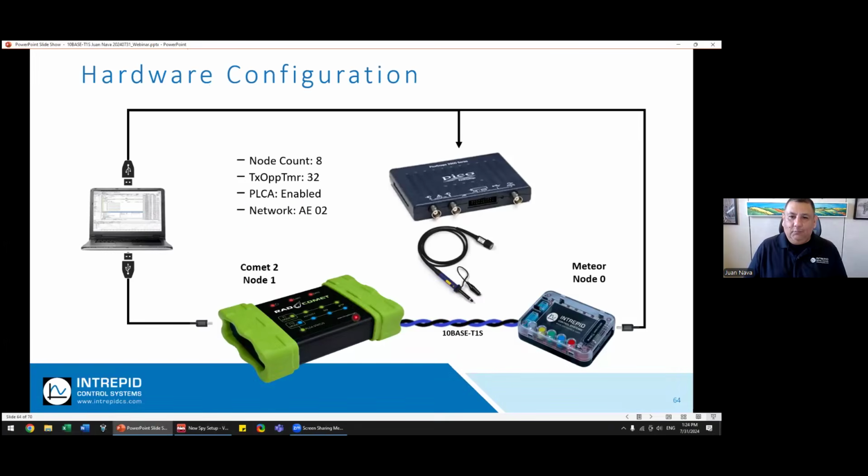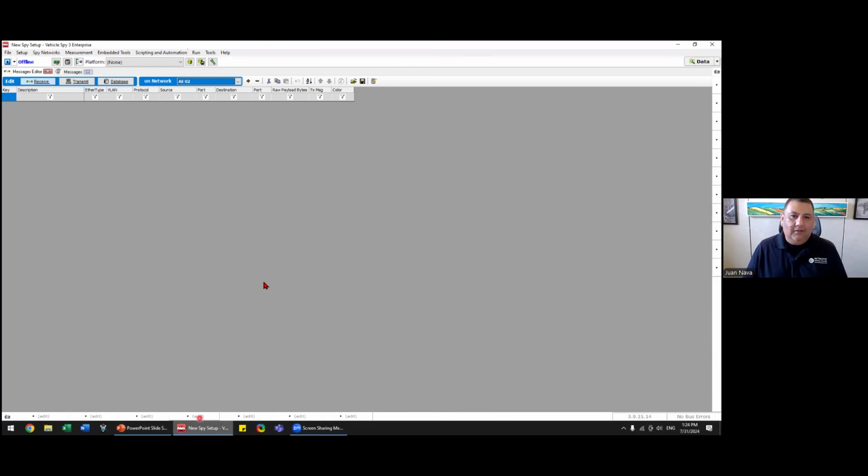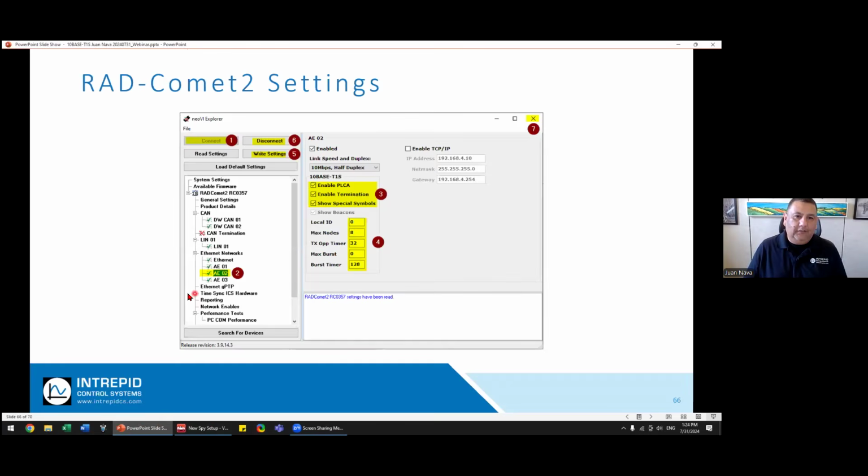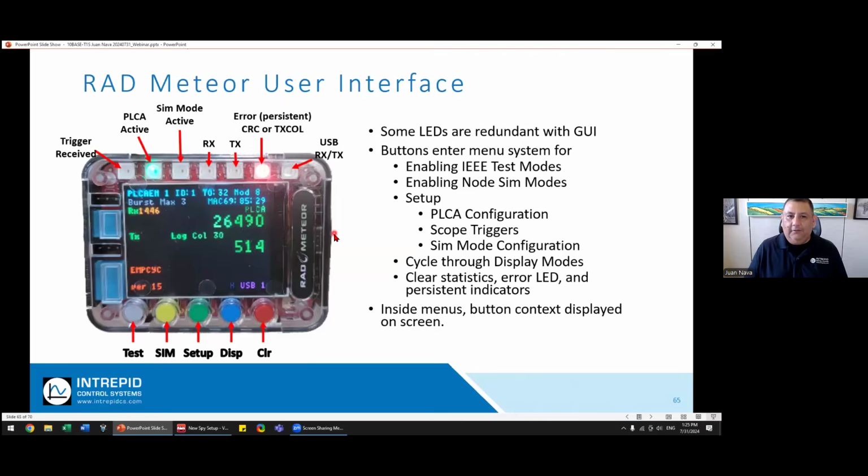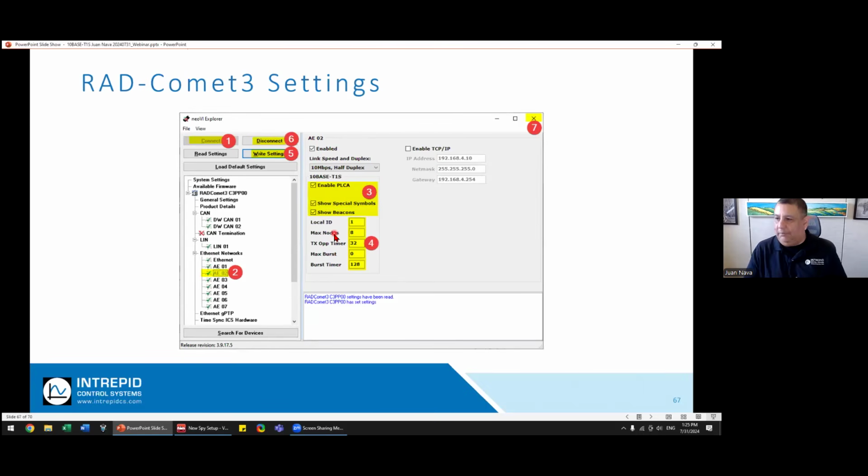So in this case, I wired up based on the AE2. Oh, before I forget, here's the settings for Comet 2, what you would touch, and then for Comet 3. If you notice, I don't know if you can tell, but really all that's missing on the Comet 3 is the termination. Other than that, it's the same settings, the same process.